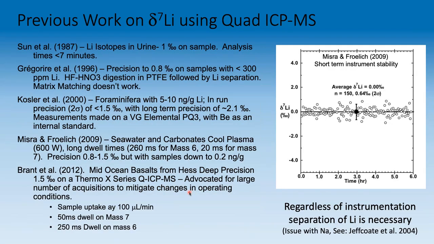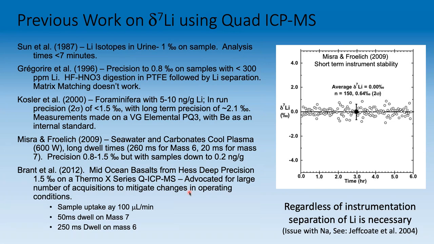So some previous work: lithium isotopes in 1987 were done on a quad. These were for urine, and the sample analysis times were a whopping 7 minutes or more. 1996, the precision, we brought it down a little bit. The samples had less than 300 ppm lithium. That's a lot of lithium. So certainly the sensitivity wasn't there. But what they discovered is that we need to do some sort of digestion followed by a lithium separation.